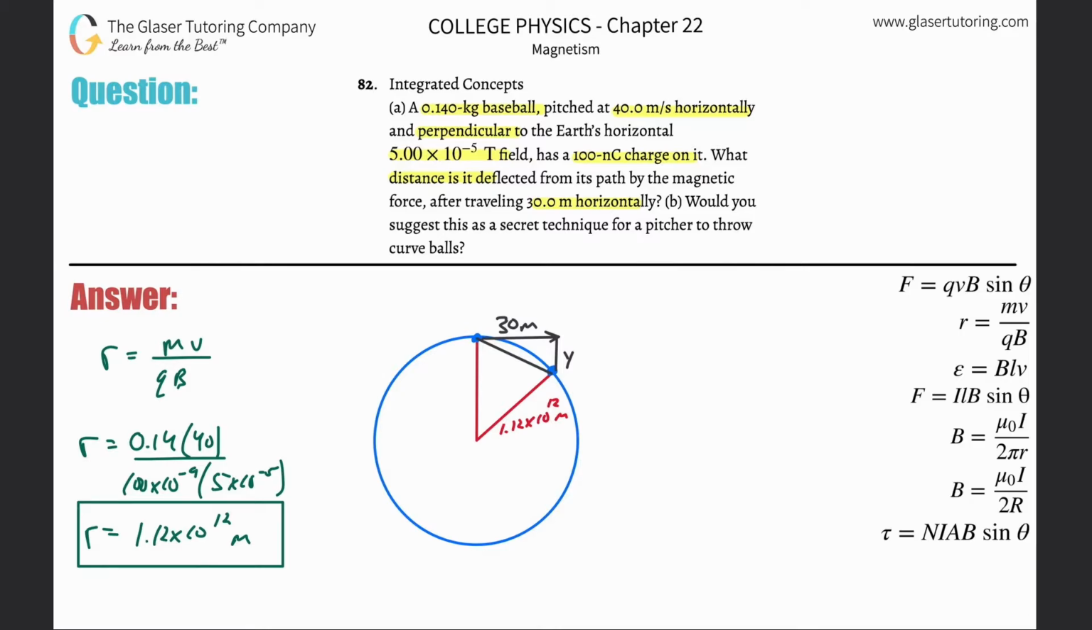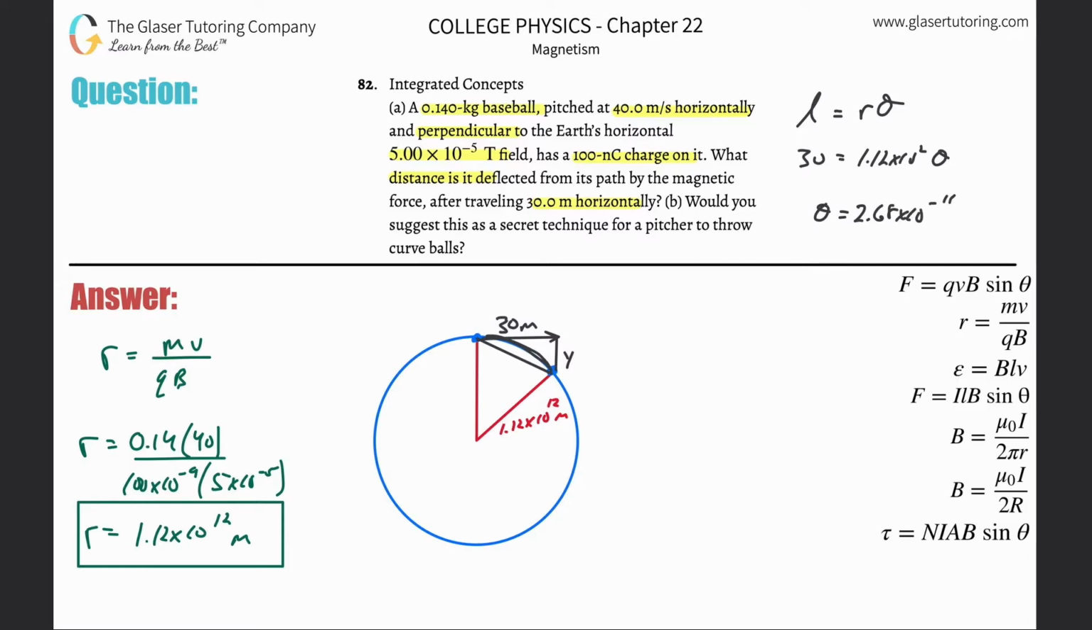So what we're going to realize from this is that if I assume this arc length here is 30 meters, then I can solve for this angle. How? Through the formula that the arc length is equal to the radius multiplied by the angle. The arc length here is 30. The radius is 1.12 times 10 to the 12th. So the angle is 30 divided by 1.12 times 10 to the 12th, and it works out to be 2.68 times 10 to the minus 11th.